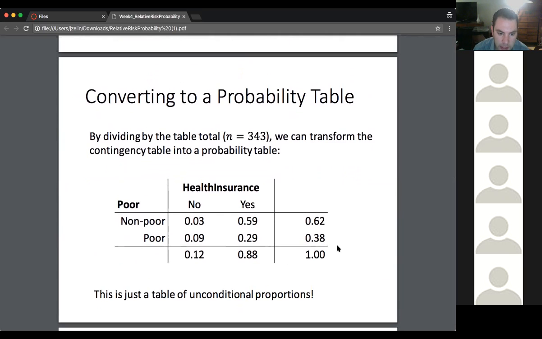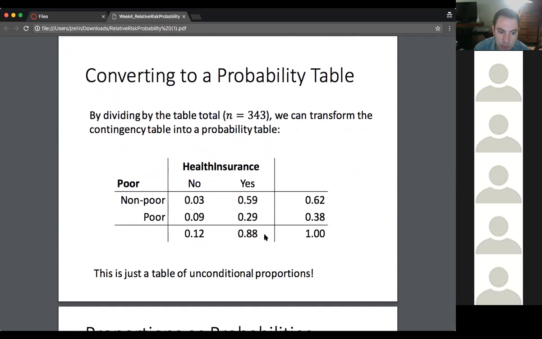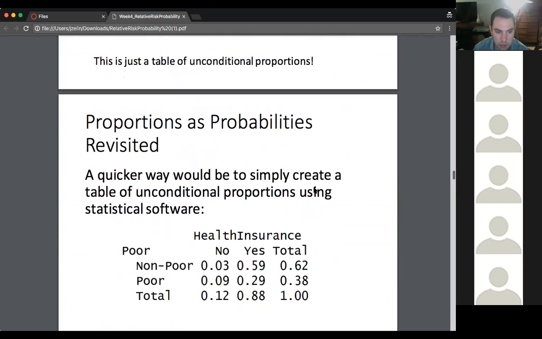So here we can see that, like we said earlier, 88% have health insurance and 12% do not. And here we can see that 0.62 out of 1 are non-poor, and 0.38 of the people in this group are poor, or 38% of them. And this is a table of unconditional probabilities.